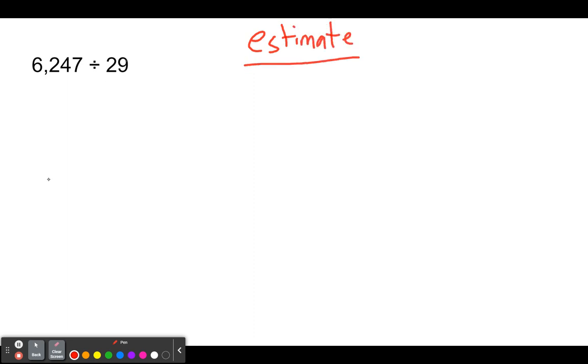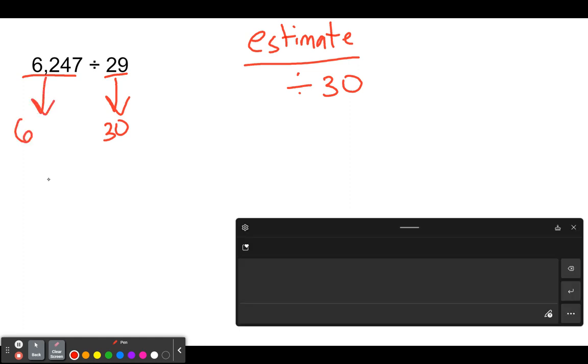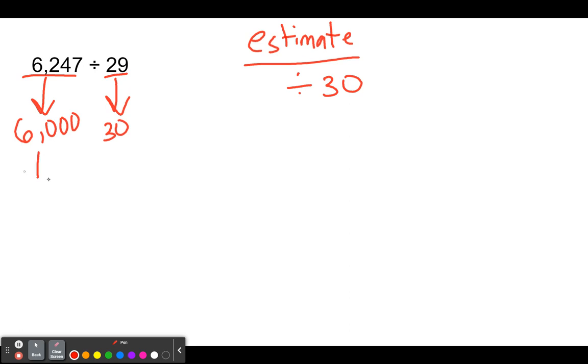I'm going to start by estimating my divisor, and 29 is about 30, right? So we're going to go ahead and take 30. And now we're going to figure out what is going to be an easy number to divide by for our dividend. So we can go ahead and round 6,247 to 6,000s. Or we can also redistribute those units and they will become 60 hundreds. So I'm going to use 60 hundreds for estimation today.